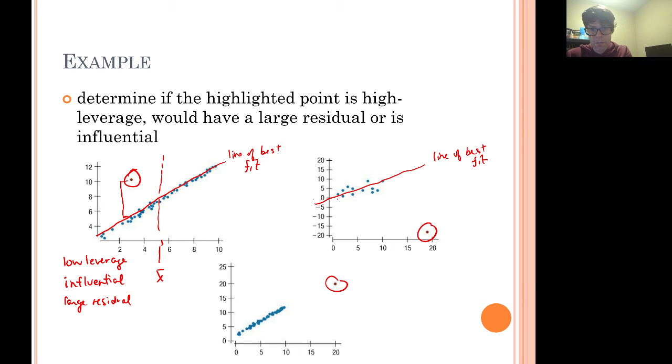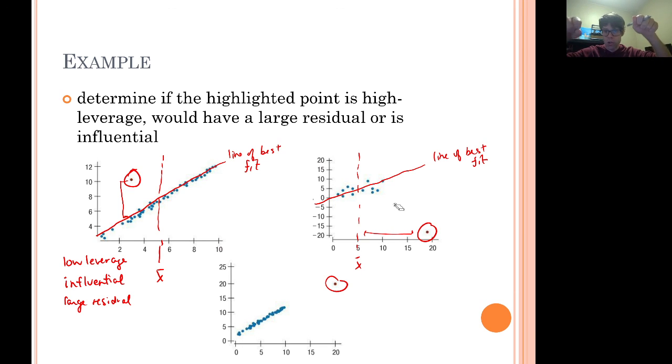And I have x values that are, I don't know, between 0 and 10. So again, maybe the average is somewhere here around 5. Okay, and we have our outlier way over here. Does this outlier have high leverage? Heck yes, it is really far away from what I would consider to be the mean. So this is definitely a high leverage kind of outlier.